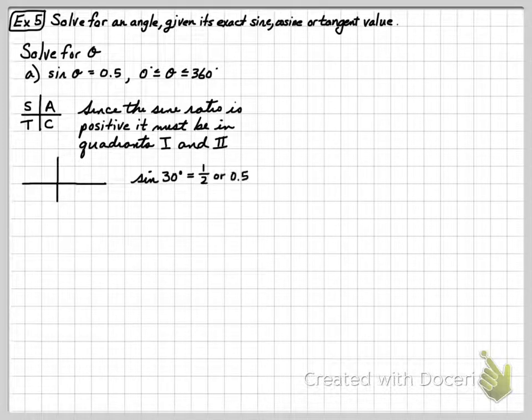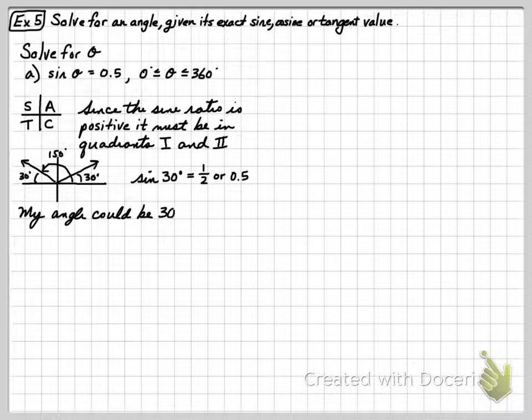Therefore, if we draw our reference angle of 30 degrees in quadrant 1 and in quadrant 2, we can do that because the sine of our angle is 1/2 or 0.5, and the sine of 30 degrees is going to give me a reference angle of 30 degrees. That tells me that the angle in standard position is going to be either 30 degrees for the first one or 150 degrees for the second one. So my angles could be 30 or 150 degrees.